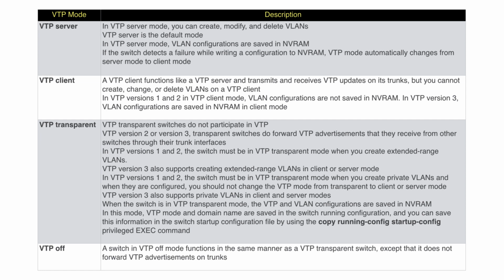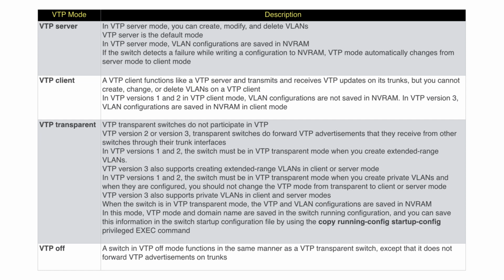VTP transparent. VTP transparent switches do not participate in VTP. A VTP transparent switch does not advertise its VLAN configuration and does not synchronize its VLAN configuration based on received advertisements. However, in VTP version 2 or version 3, transparent switches do forward VTP advertisements that they receive from other switches through their trunk interfaces. You can create, modify, and delete VLANs on a switch in VTP transparent mode.